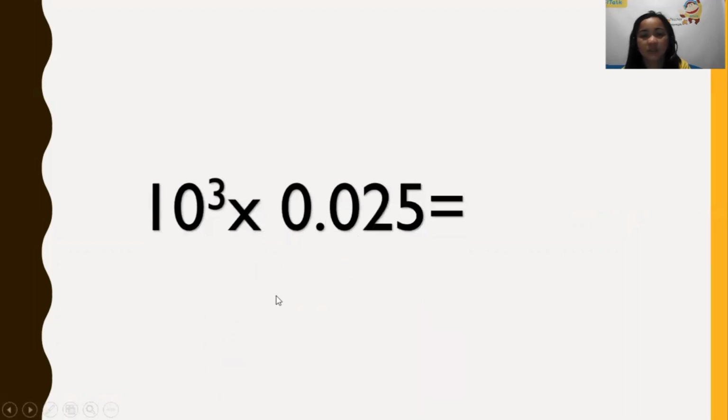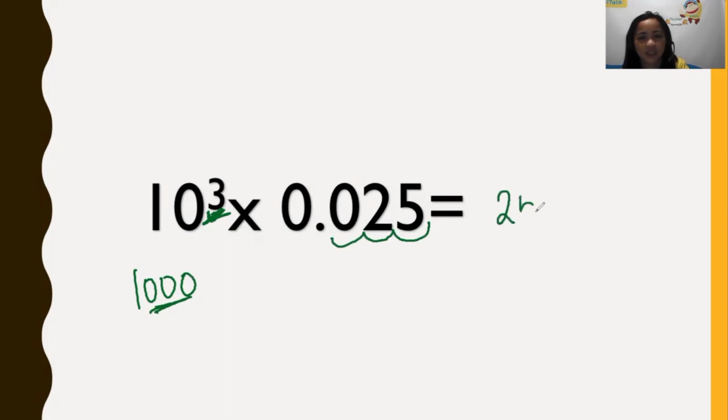Next, we have 10 cubed times 25 thousandths. So, pag sinabi natin 10 cubed, that means 1,000. So, 3 ang zeros, 3 ang exponent, shortcut, 3 places, 1, 2, 3. So, the answer is 25. So, alisin mo na to, di ba magiging ganito yan? Aalisin mo na yun. Matitira na lang si 25. Wala na rin itong decimal point.